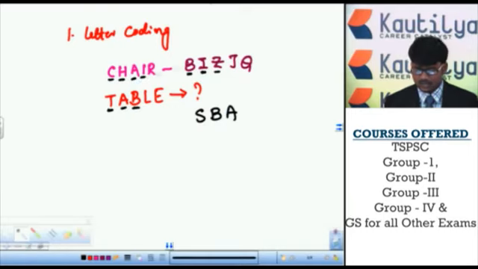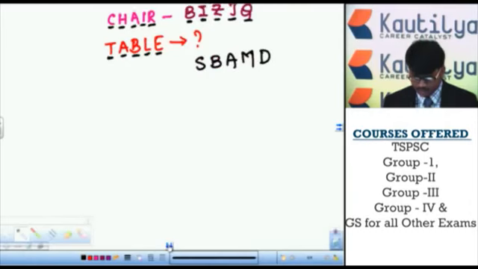Next, I is coded as J, that means J is the next letter in the alphabet. So we take the next letter for L. What is the next letter for L? It is M. The last letter in CHAIR is R. R is coded as Q, that means -1, the previous letter. So we take the previous letter for E, which is D. This is one type of coding, called letter coding.